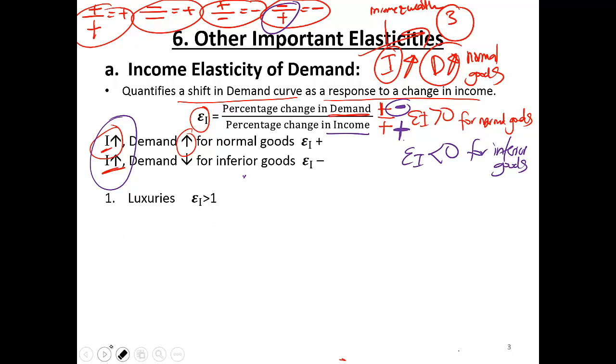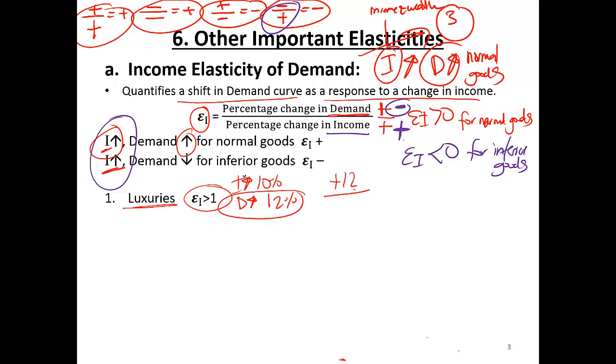Let's continue with examples. If you're talking about a luxury good, your income elasticity of demand will be greater than 1. Why? That means if my income goes up by 10%, I'm going to increase demand for luxury by more than 10%, let's say 12%. That's positive 12% divided by positive 10%, an increase in demand over an increase in income. So it's 1.2, greater than 1, that's a luxury good.